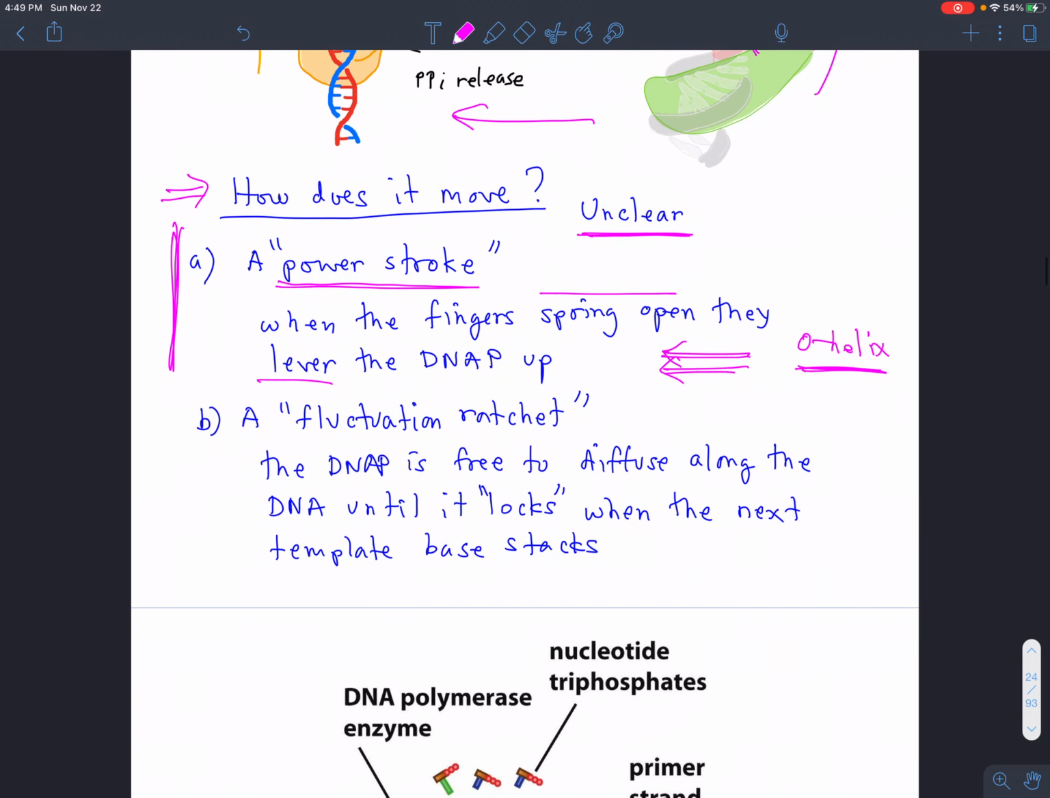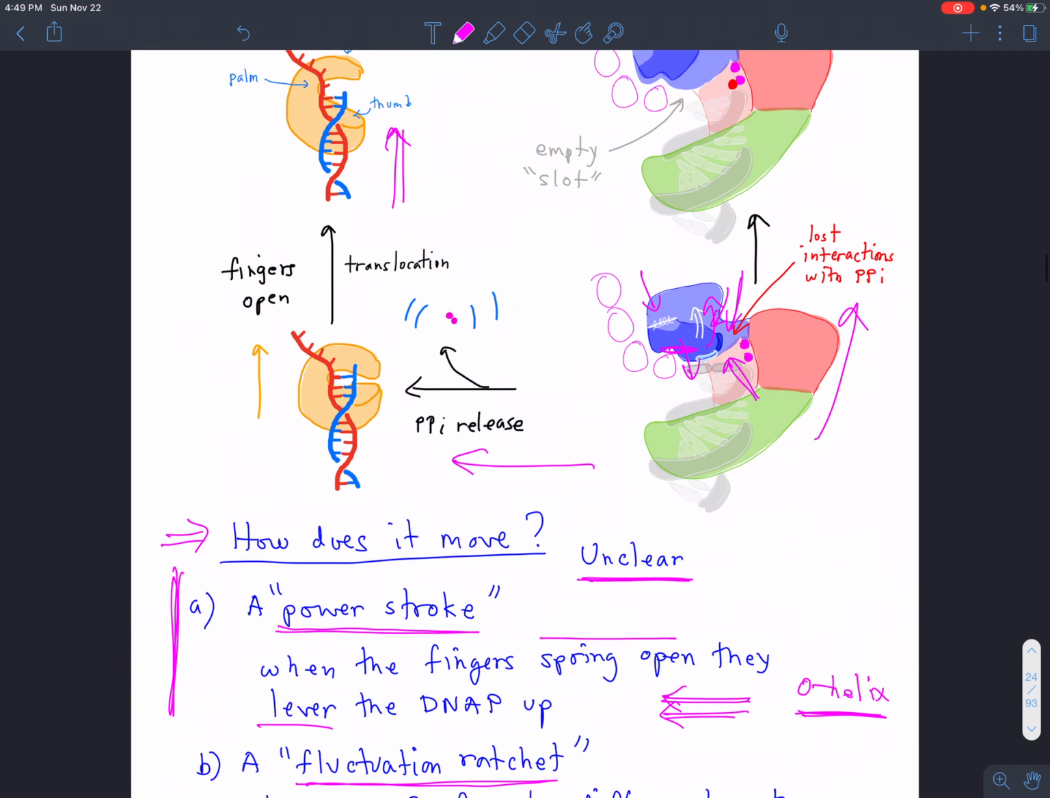Another possibility is something called a fluctuation ratchet. In that case, all that happens when the fingers spring open is that the polymerase gets, and the thumb moves too, crystal structures show.